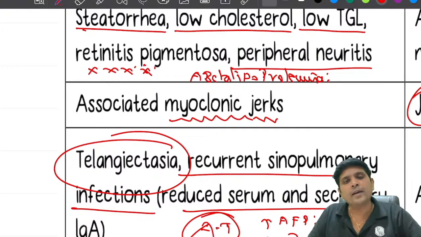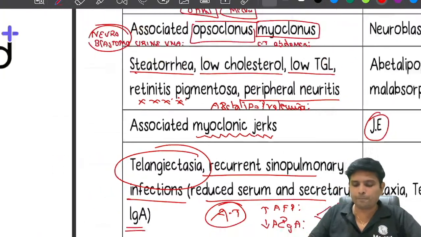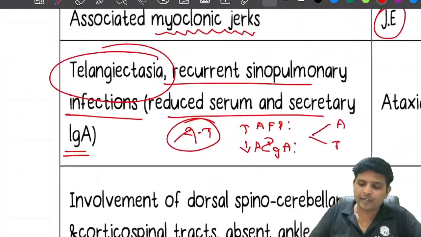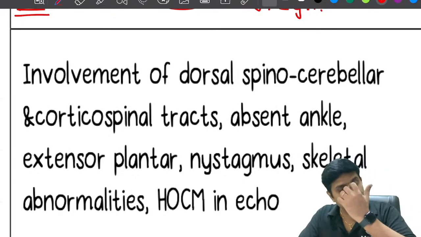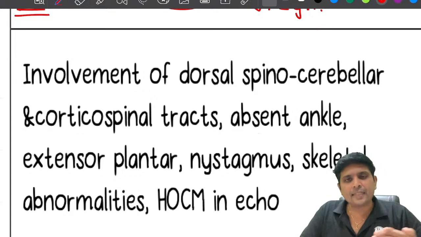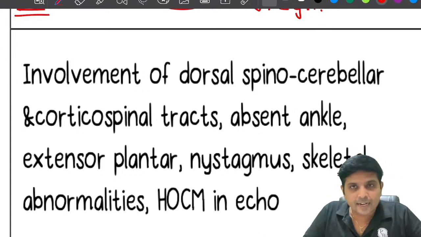IgA is low. Apart from that, the child will have ataxia to start with between 2 to 5 years, and telangiectasia will be evident by about 5 years. Okay, 5 years. This is ataxia telangiectasia. And what is ataxia telangiectasia? It is a DNA repair disorder. And the next case scenario is, it involves 3 tracts.